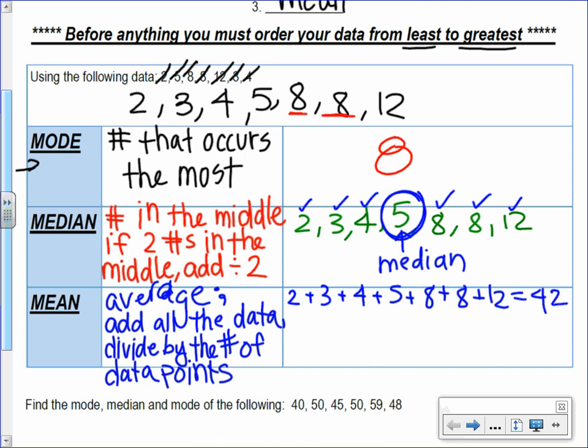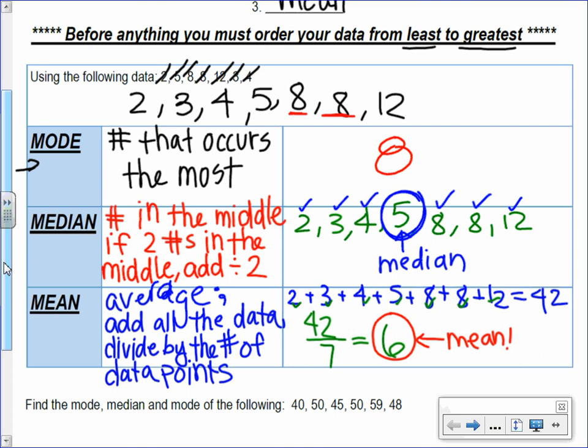All right. So I've added all the data, and then I need to divide by the number of data points. So all that means is count the numbers. So there's 1, 2, 3, 4, 5, 6, 7. So I'm going to do 42 divided by 7 is 6. So my mean is 6. So as you can tell, it went from mode, which was pretty simple, to mean, which gets a little bit more challenging.